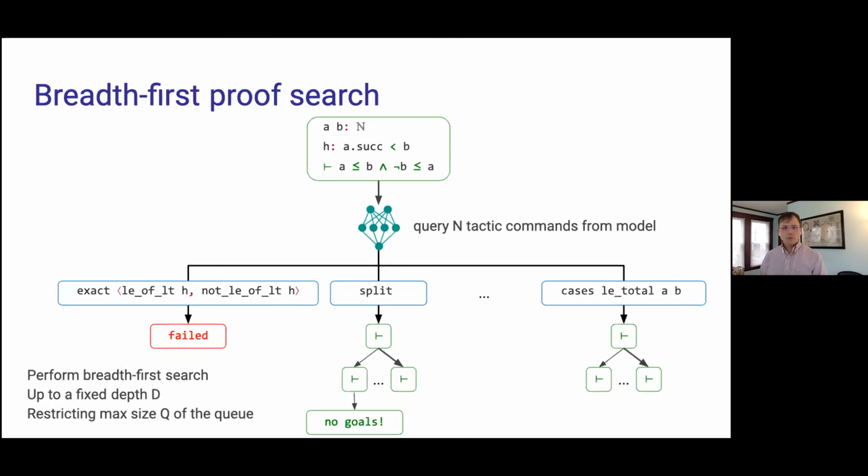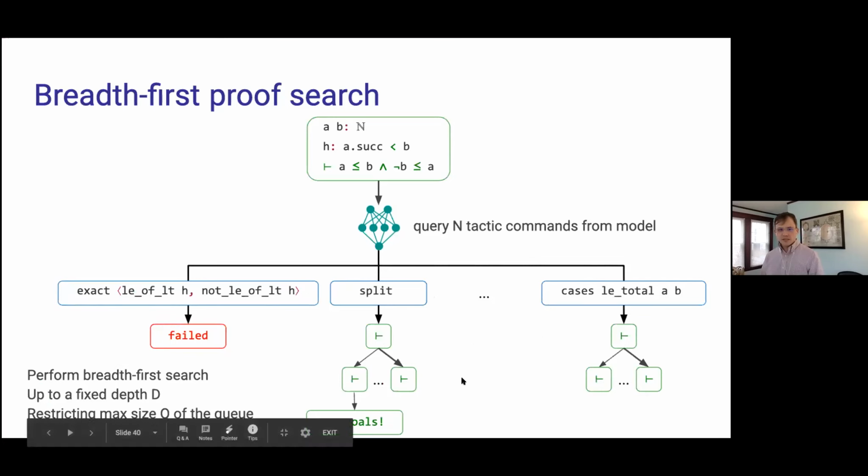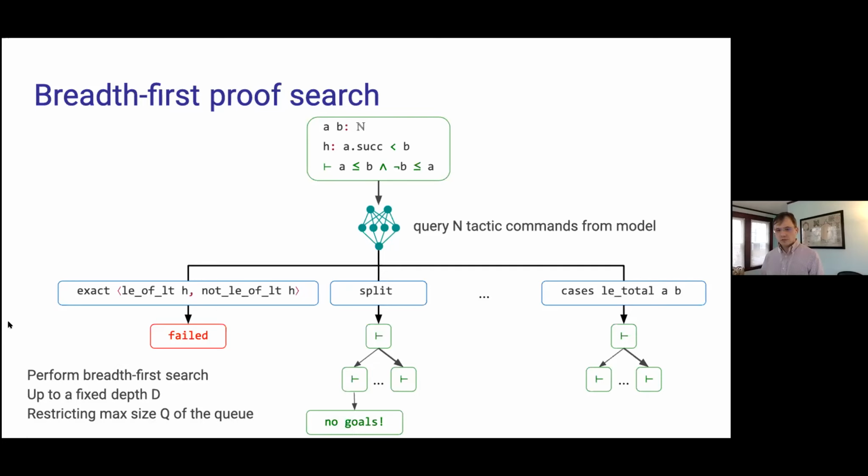A little bit more about the proof search. Given a goal state or tactic state, we're going to query our model a certain number of times to get back a number of different suggestions for tactics. Some of those might fail, but the ones that succeed, if they don't automatically solve the goal, will go into a queue, and at the next level we'll go through that queue and repeat this process. So this is basically breadth-first search. We're going to do it up to a fixed depth D, and to prevent combinatorial explosion, we're going to restrict the size of the queue. But other than that, it's basically a breadth-first search.